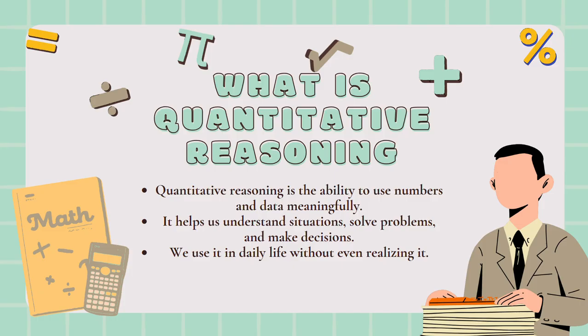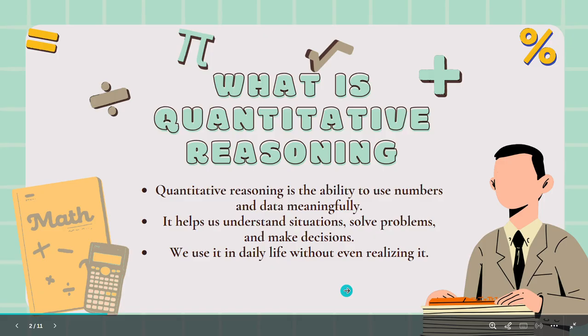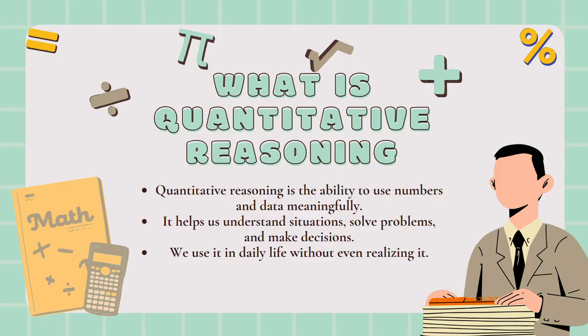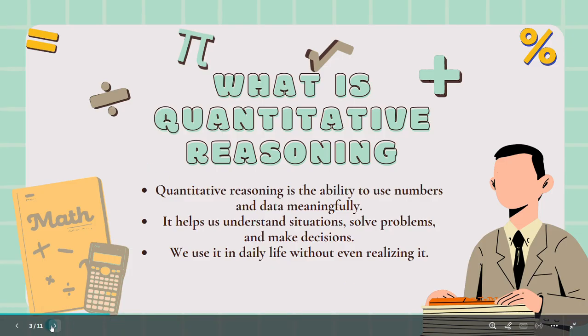As an introduction, we can say quantitative reasoning is the ability to use numbers and data meaningfully. It helps us understand situations, to solve problems, as well as to make decisions in our life. We use it in our daily life without even realizing it. As it is a part of our casual daily life activity, we will be using it unconsciously.